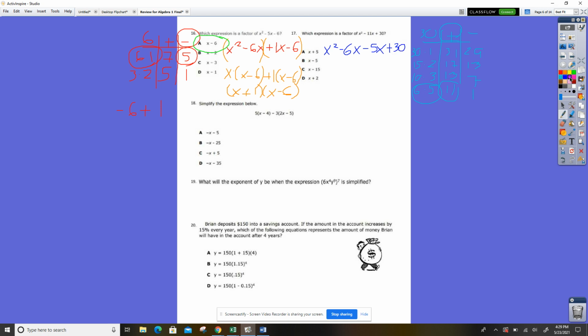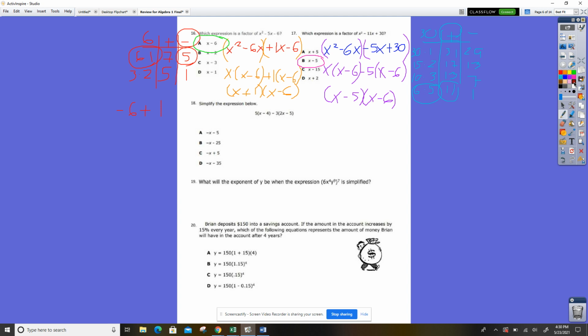Okay, now that I have 4 terms, I can group it. Factor by grouping, take out an x, leaving me with x minus 6. And in the second group, I can take out negative 5. Again, leaving me with x minus 6. So my two factors are x minus 5 and x minus 6. I'm just going to look at my answer choices now and see if I can find one of those. And I have it right here, x minus 5.